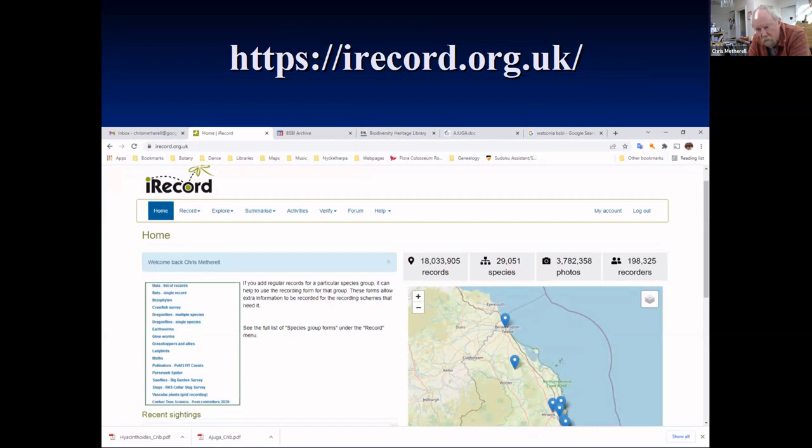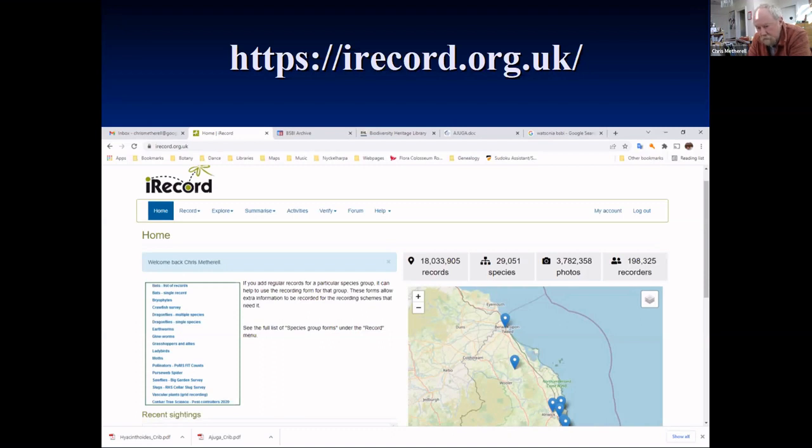I'm a verifier for Northumberland. So if you put a record on for Northumberland, as is my colleague James Common, put a picture on with it, and within a few days, back will come an answer saying, yes, that's correct, or well, I'm not sure about that. And I've had very good experiences with iRecord because it allows me to feed back to the recorder.